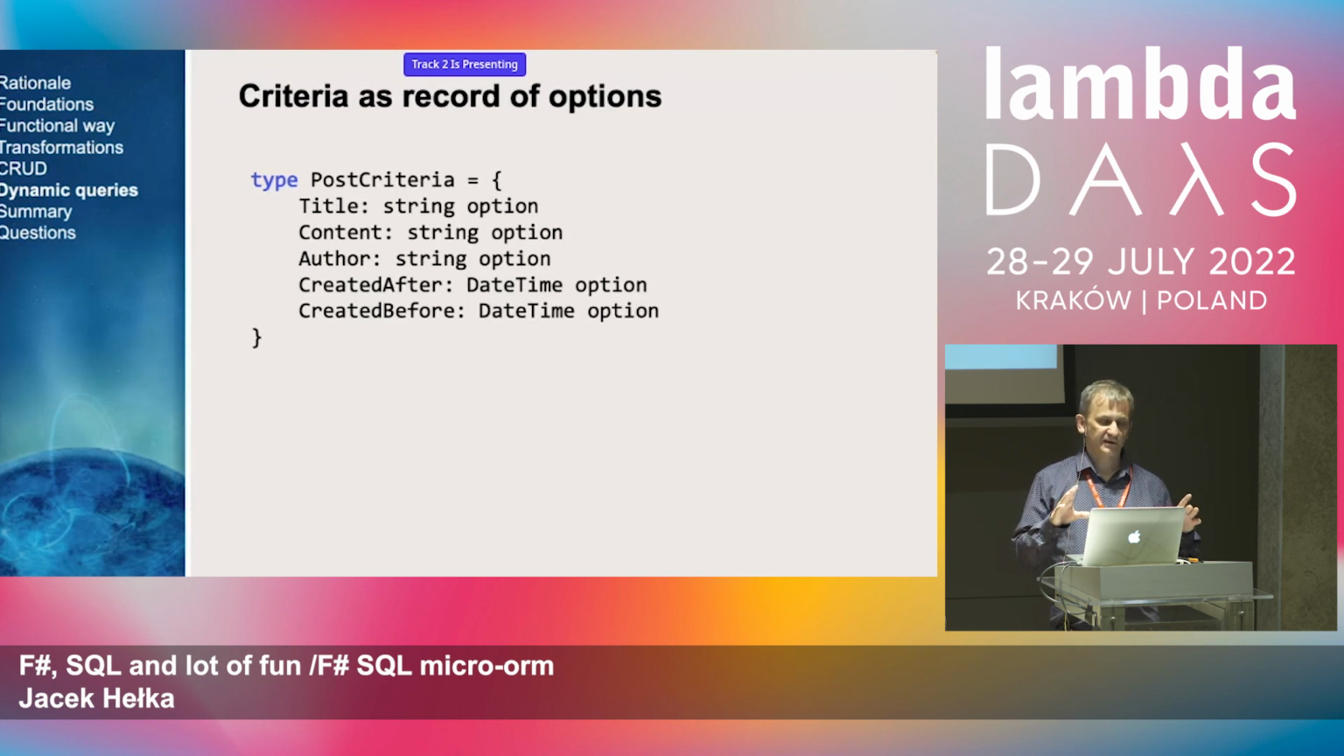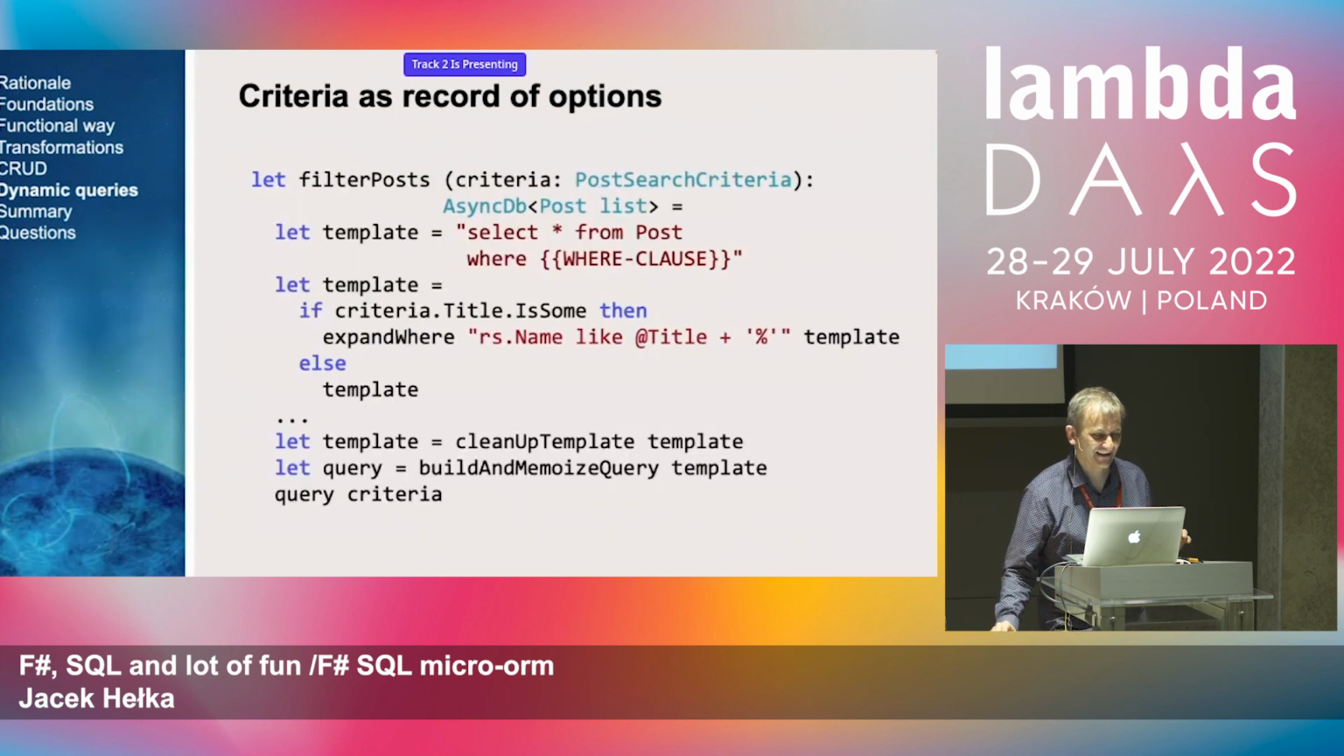First important thing is that we have to define the criteria as a record of options. In a record, fields are matched by name, so they are not treated positionally, and there is no problem if some of them don't exist. Okay, that's everything. Only one thing. Okay, we can generate.